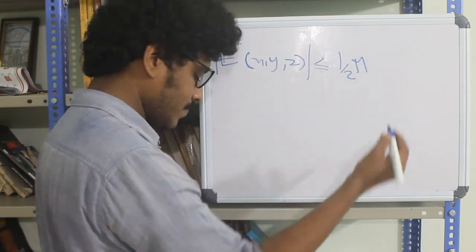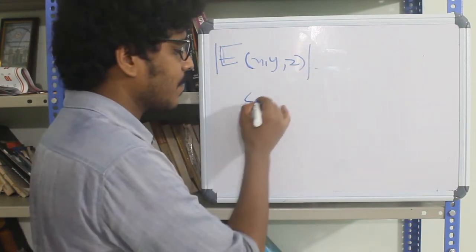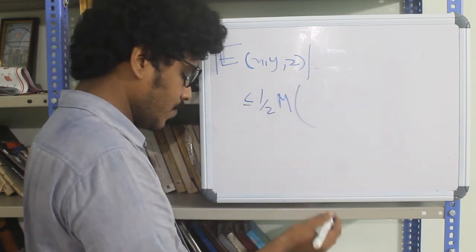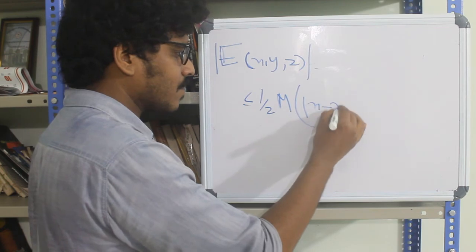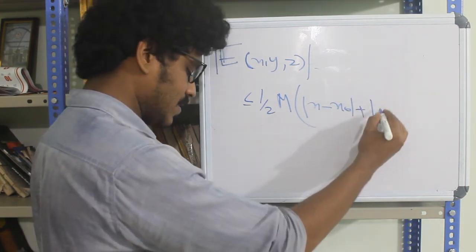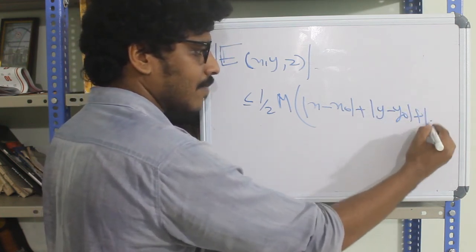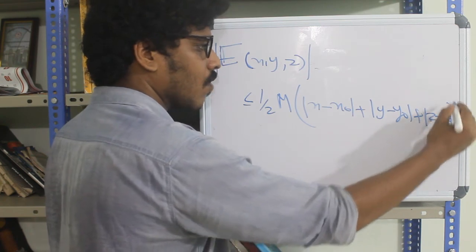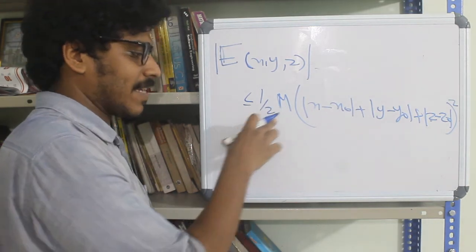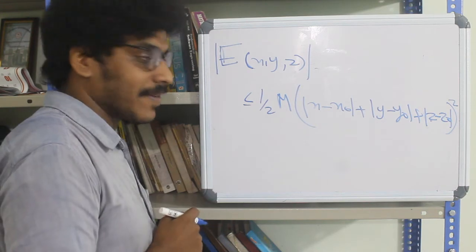1 by 2 into M. See, let me write it in the next line, since it's a little more lengthy than the previous one. So 1 by 2 M into the absolute value of x minus x naught plus the absolute value of y minus y naught plus the absolute value of z minus z naught, whole squared. In our previous case of two variable functions, what was M? The maximum of mod fxx, mod fyy.